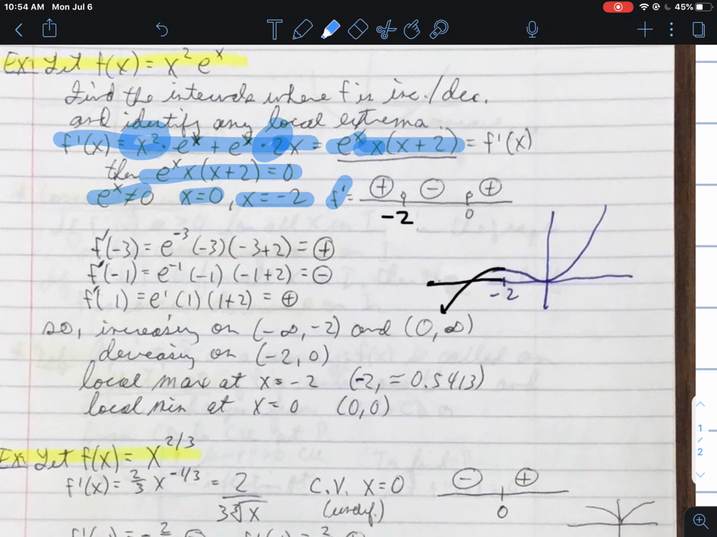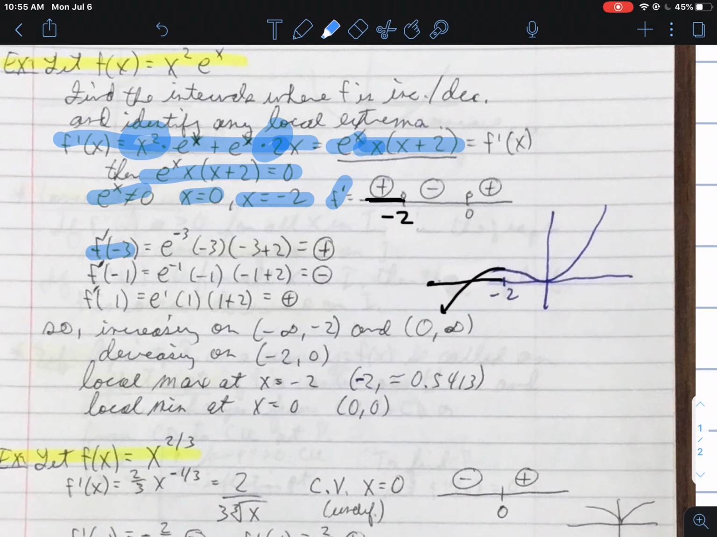I want to make sure everything is labeled clearly, so we don't confuse ourselves as far as what function we're talking about or what information we're getting from it. So then again, I just plugged in some sample points. In the interval to the left of negative 2, plug something in from this interval. I went ahead and plugged in negative 3.